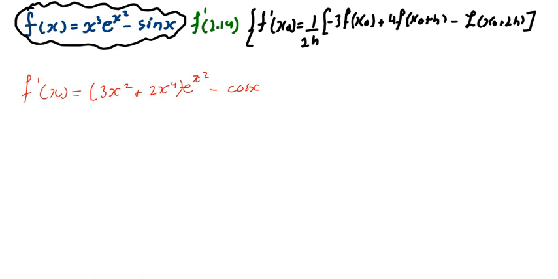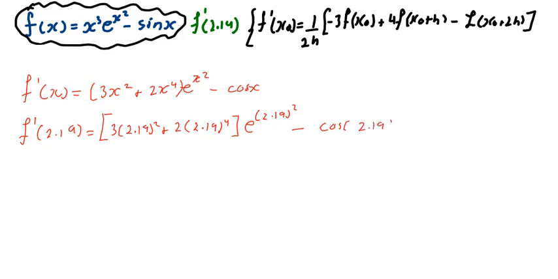Okay, so what is the exact value? The exact value is f prime of 2.19. 2.19 is equal to, here you're going to have 3, let me use this kind of brackets, 3 open bracket 2.19 squared plus 2 open bracket 2.19 to the power 4, we close, then e to the power 2.19 squared minus cos 2.19, ensuring that your calculator is in radians, and the value that you're going to end up with is equal to 7,310.449609. So that's our exact value.